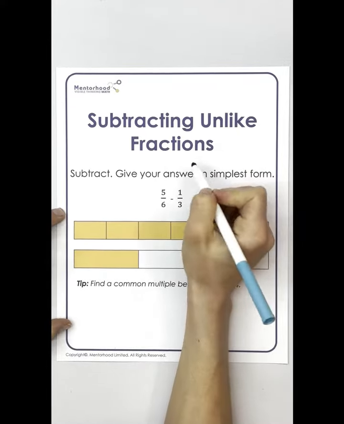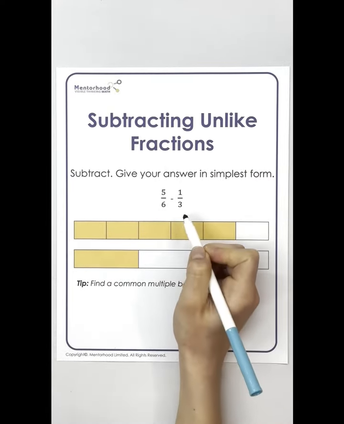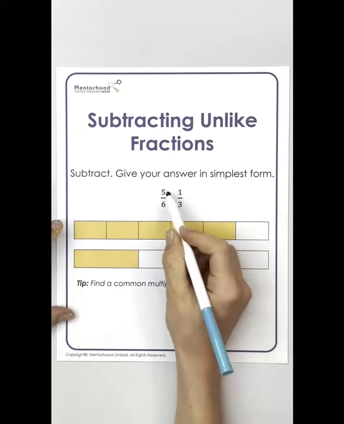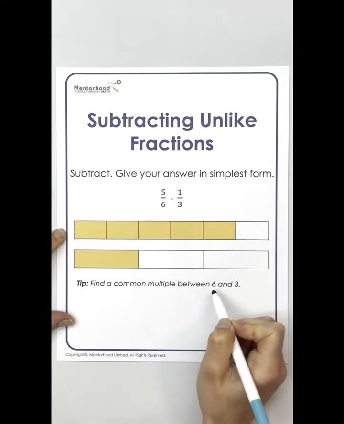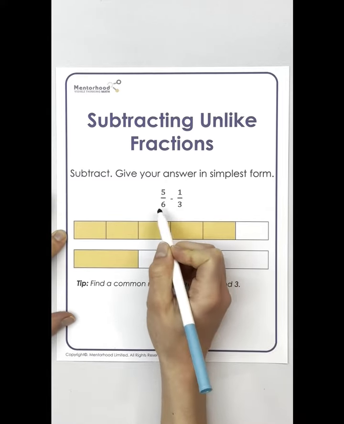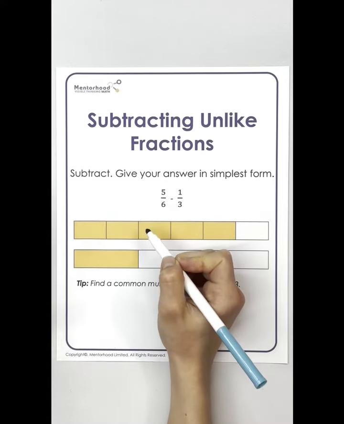Let's try subtracting unlike fractions. So that's fractions with different denominators, different bottom numbers. So we've got 5/6 and 1/3. So we have to find a common multiple between 6 and 3, our two denominators, in order to put this over the same number, in order to make a common denominator.